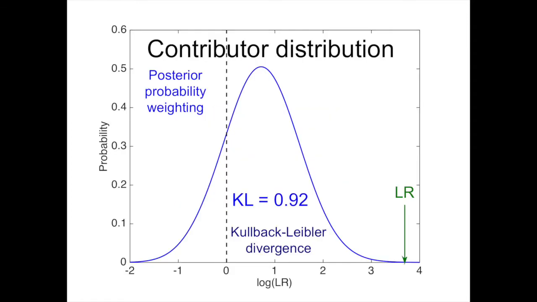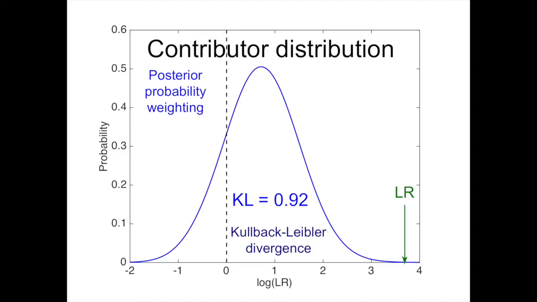That's the evidence. From those prior and posterior distributions, convolving them all together from the loci, you can get several distributions. If you weight it according to the posterior probability, you'll get the contributor distribution. The x-axis is log LR. The vertical axis is probability density for that sample. There's a lot of information in a contributor distribution. Here's one thing, the Kullback-Leibler, the KL statistic here, is not very large. It's less than 1. The KL statistic is the expected value of the log LR.